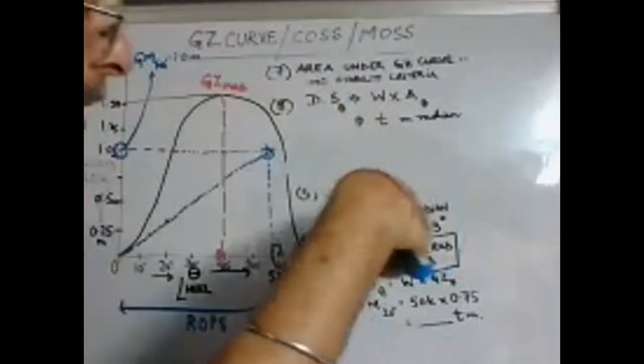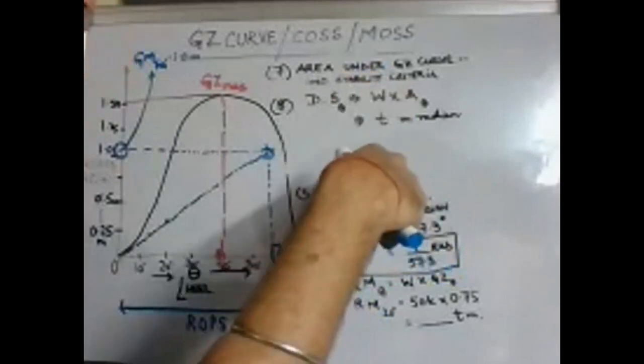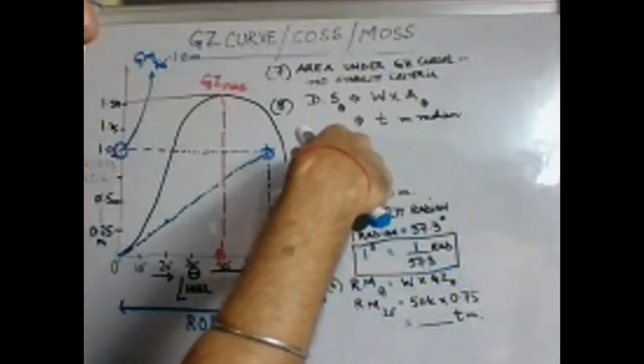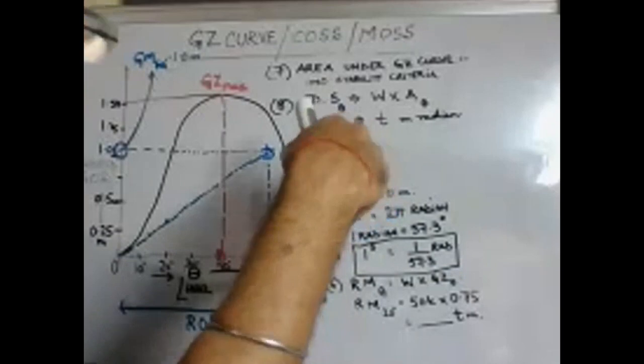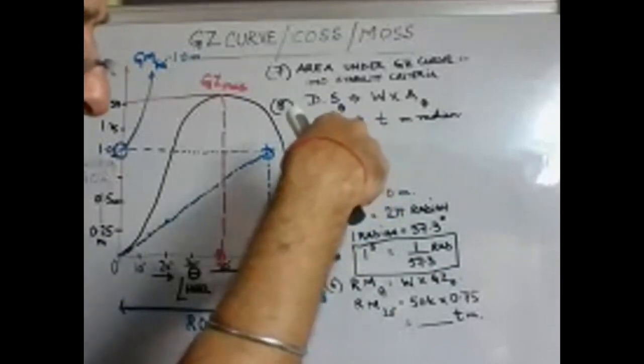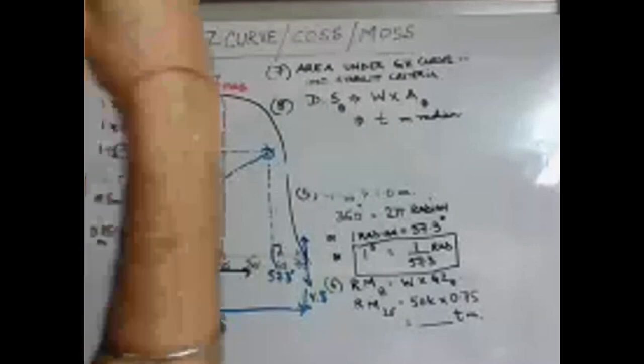So all these 8 things together determine what is called intact stability, or stability of a ship.